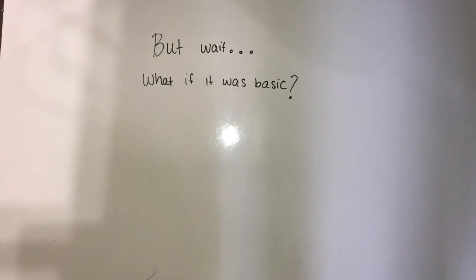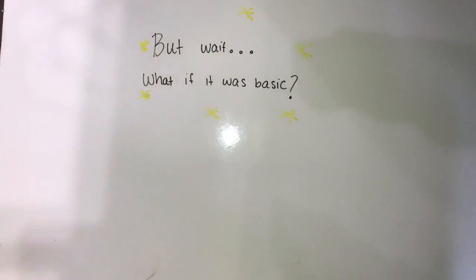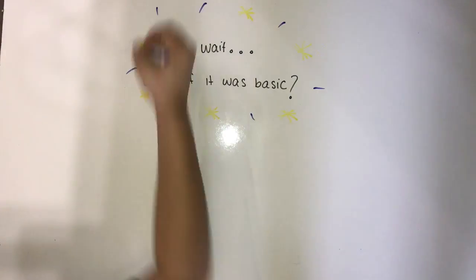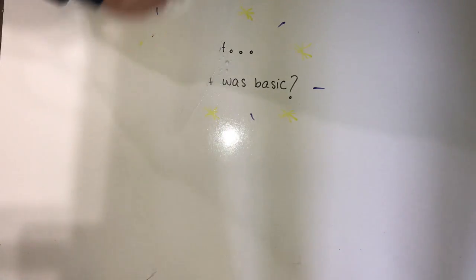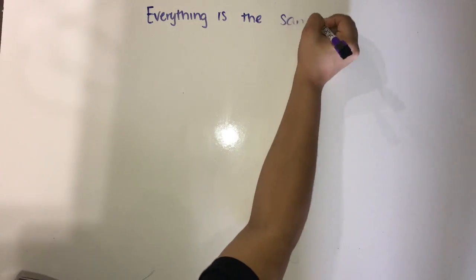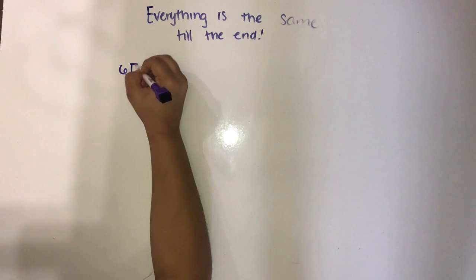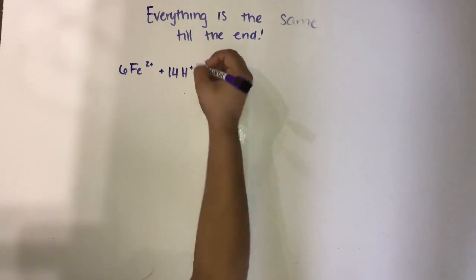There are two types of redox reactions. One is acidic and one is basic. The equation we just did was the acidic problem. Now we're going to move on to a basic problem. Everything is the same until you add the hydrogens. For a basic solution, you need it to equal OH instead of H2O.